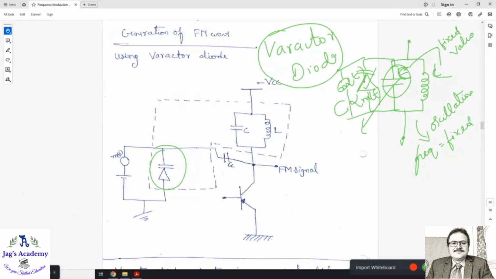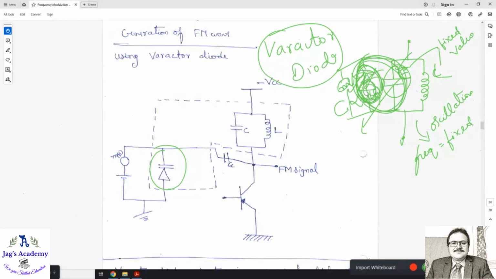Done? Yes or no? Now, what is this capacitance? Your total capacitance of a tank circuit is equal to this fixed capacitance plus variable capacitance, and this capacitance will vary according to what? The instantaneous value of the message signal. So when the message signal varies, the amplitude varies, and the capacitance also will vary.